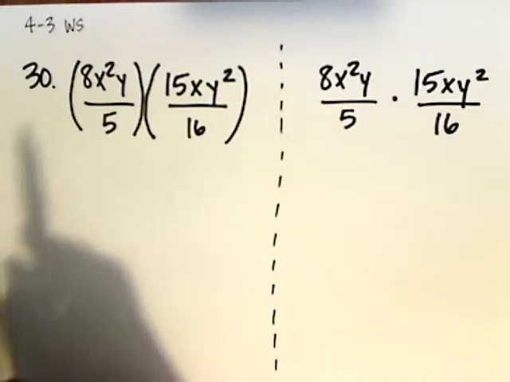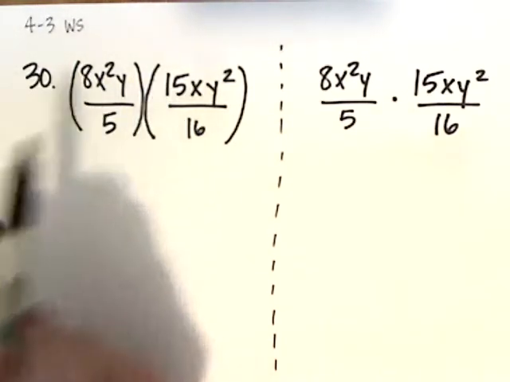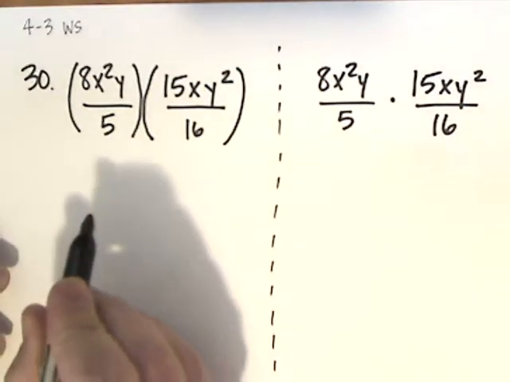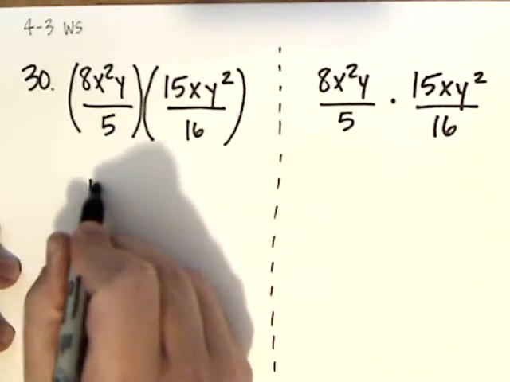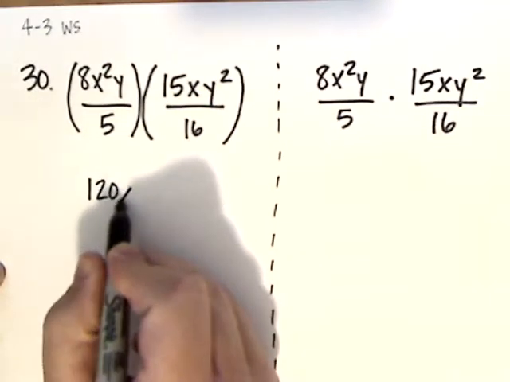Now the way we multiply those is first we multiply the coefficients. So we'll do 8 times 15. You may need to use a calculator for this, so go ahead if that's the case. 8 times 15 is going to be 120.